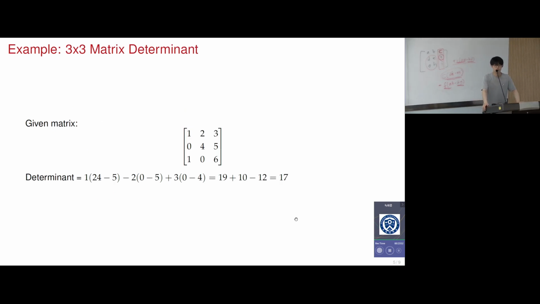So I'm going to give you an example for calculating this determinant with real numbers. In the example, we have a matrix where it's 1, 2, 3, and 0, 4, 5, and 1, 0, 6. So for this matrix, we're doing the determinant.